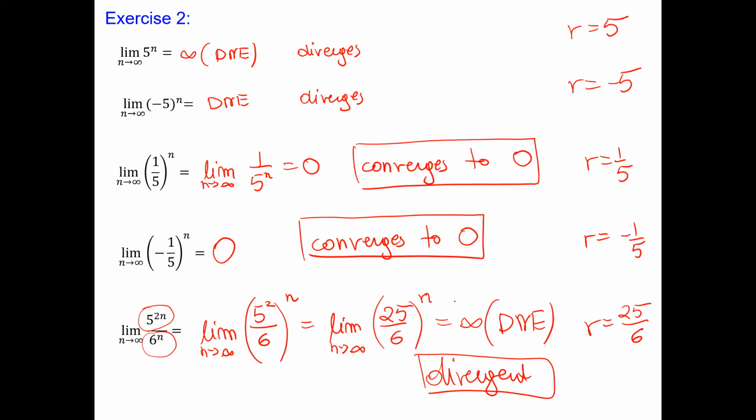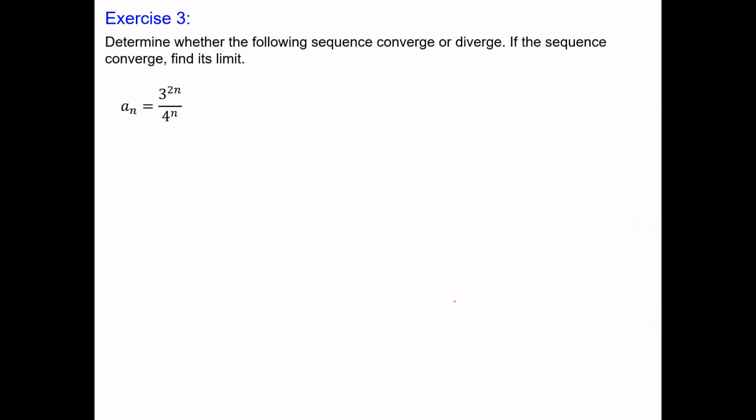Okay, another one. Typical question: determine whether the following sequence converges or diverges. If the sequence converges, find its limit. You may figure out what the common ratio is. Let's actually figure out what the common ratio is. 3 to the power of 2, 4. This is the number which is taken to the power of n, 9 over 4, because we always have to combine all of the quantities taken to the power of n.